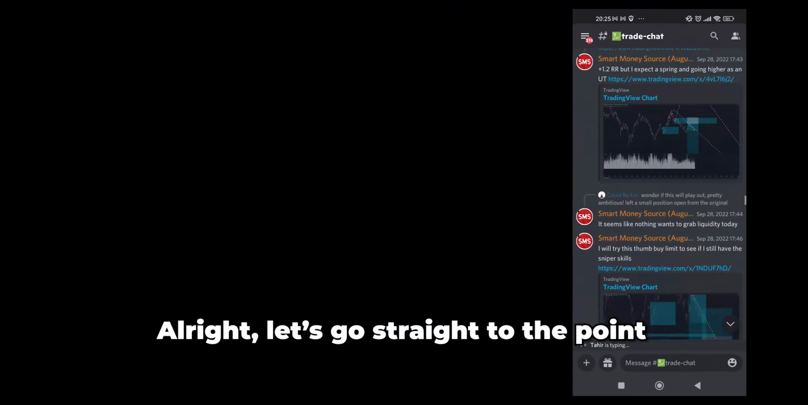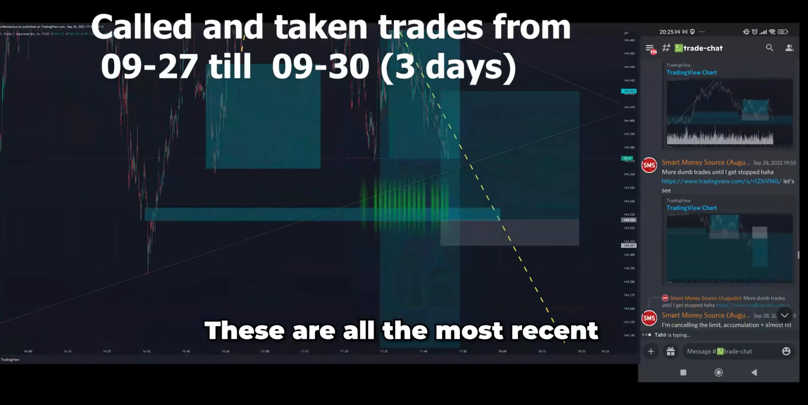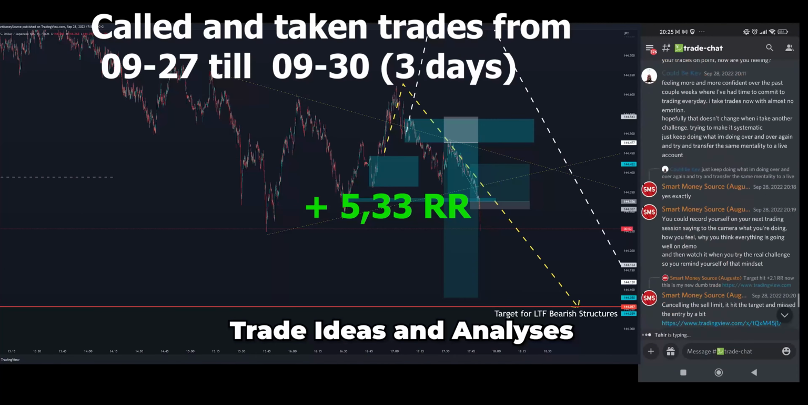Alright, let's go straight to the point. These are all the most recent trade ideas and analysis I have been posting not only for my mentorship, but also publicly on Discord. Moreover, this week I started publishing for free as well on TradingView, so I can keep a record of it on a public website, and so far the accuracy there was 100%.